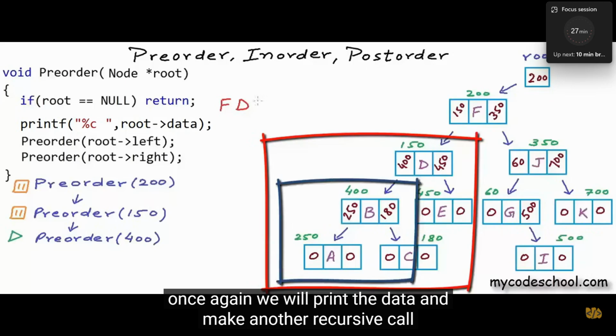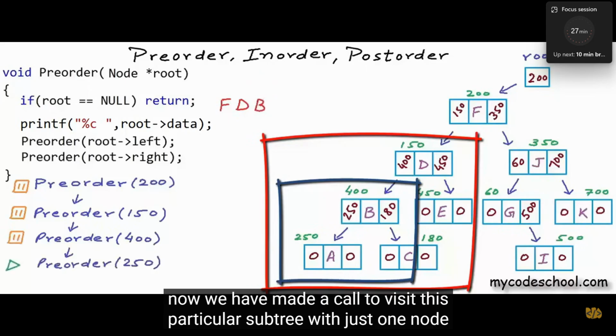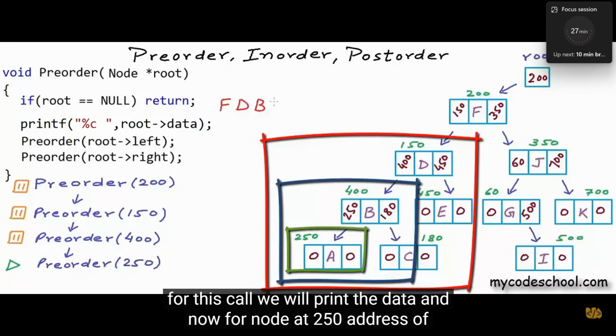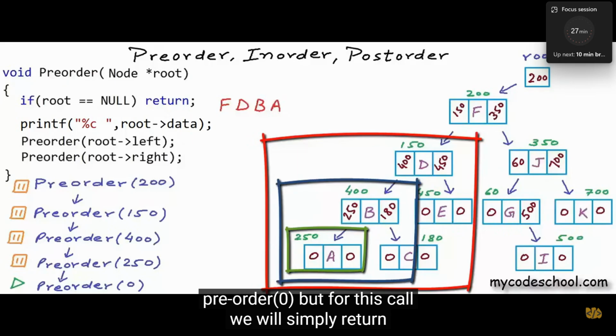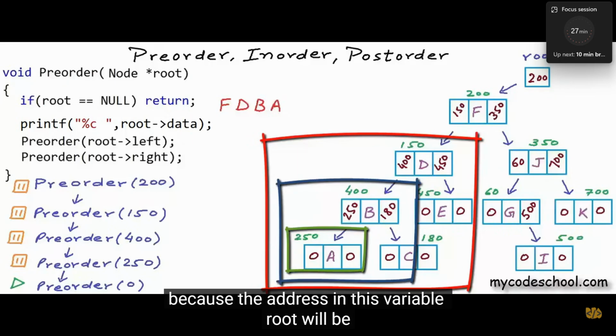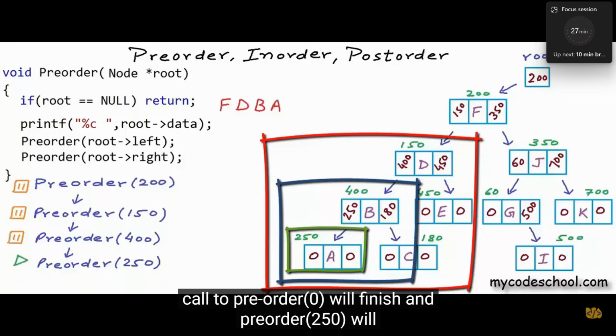Once again, we will print the data and make another recursive call. Now we have made a call to visit this particular subtree with just one node. For this call, we will print the data, and now for node at 250, address of left child is 0 or null. We will make a call, pre-order 0, but for this call we will simply return because the address in this variable root will be null. We have hit the base condition for our recursion. Call to pre-order 0 will finish and pre-order 250 will resume.